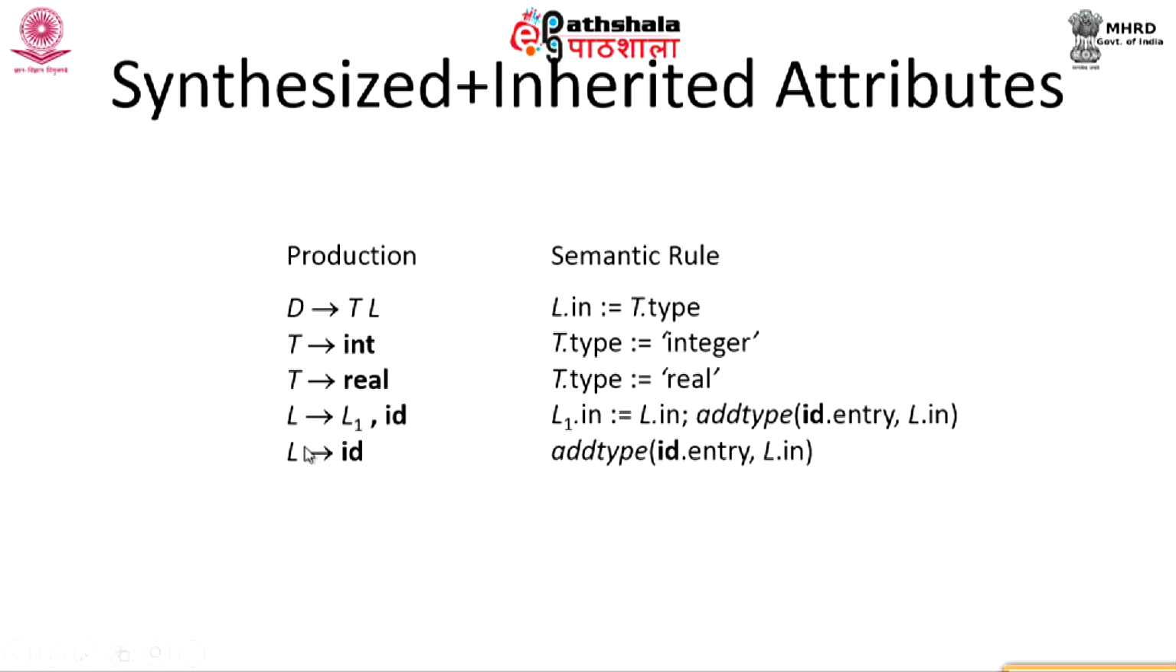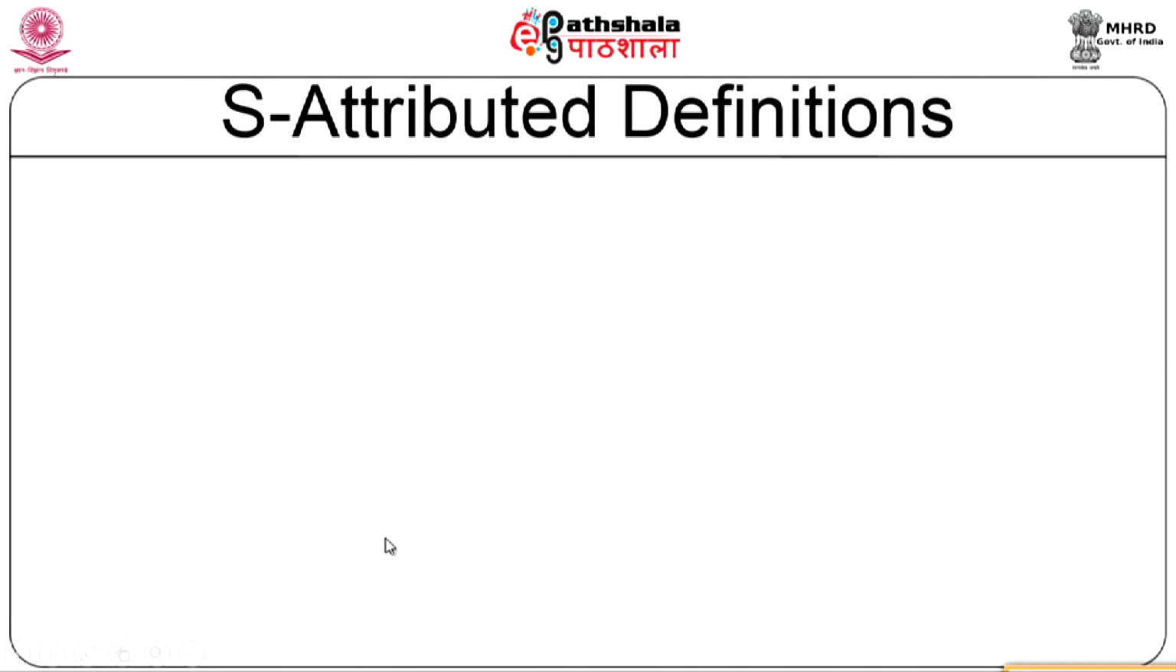Now here look at this variable L1, okay. This variable L1 also gets the attribute of type from id, okay. Now this id, where will it get the attribute from? That gets the attribute from the lookup table. So therefore L1 is also going to be an inherited attribute. It depends upon its parent or sibling, therefore L1 is also going to be an inherited attribute here.